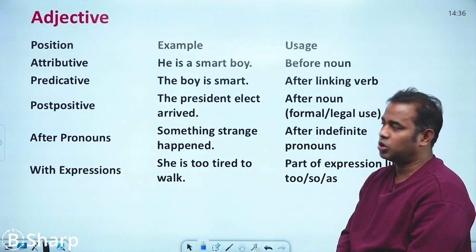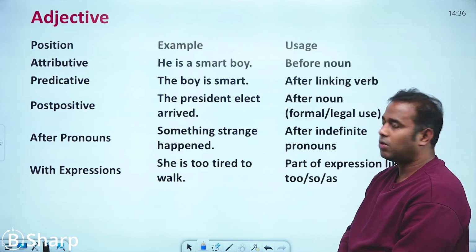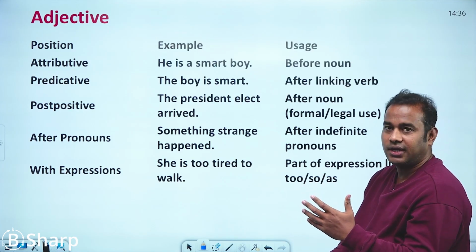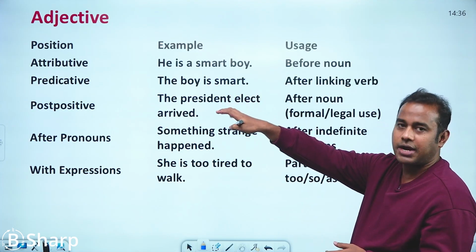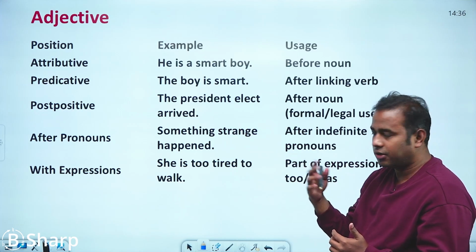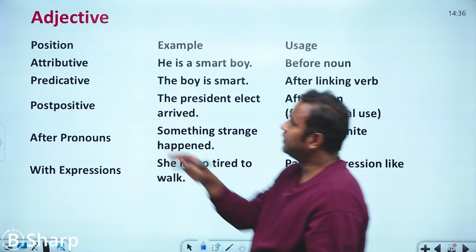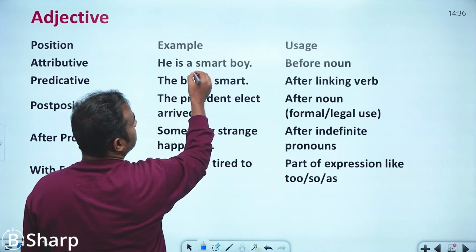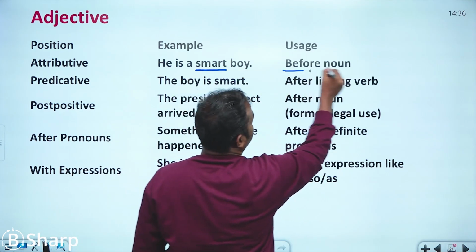Let me summarize the position of adjectives. If you look at the overall picture, what is the position of an adjective? Basically, it can be attributive, predicative, postpositive, sometimes it comes after pronouns, and also with expressions. If it is an attribute, remember, he is a smart boy. Look here, smart has come before the noun, first point.